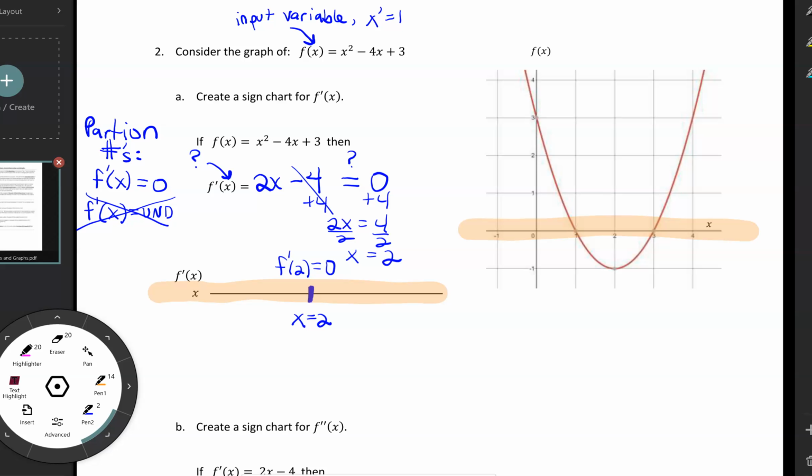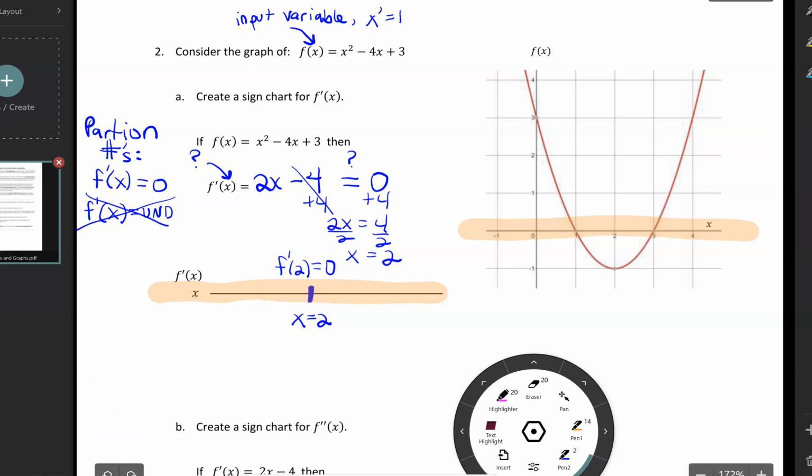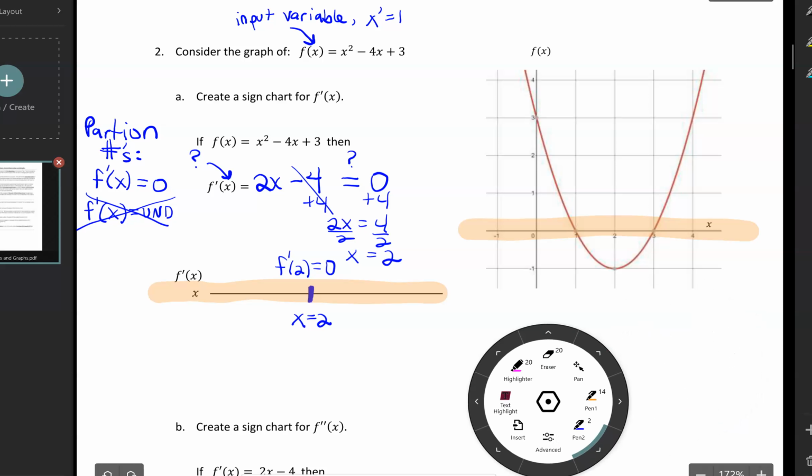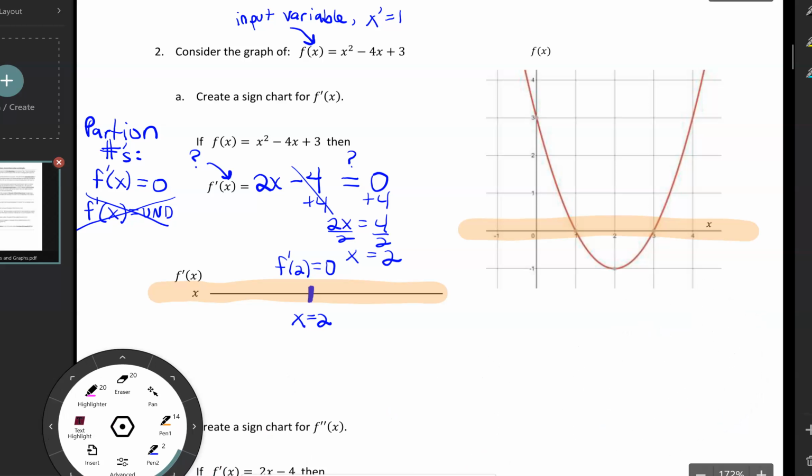So at that partition, if I put a 2 into the derivative, I'm going to get a 0 out. So now we have to figure out what's happening in other areas. Oh, and let's connect that over here to our chart. Is it true that when x is a 2, the derivative would be 0 there? Would the tangent line have a 0 slope? Yep. So we're just translating information from this function or from the graph to a sign chart. We're just organizing it in a different way.